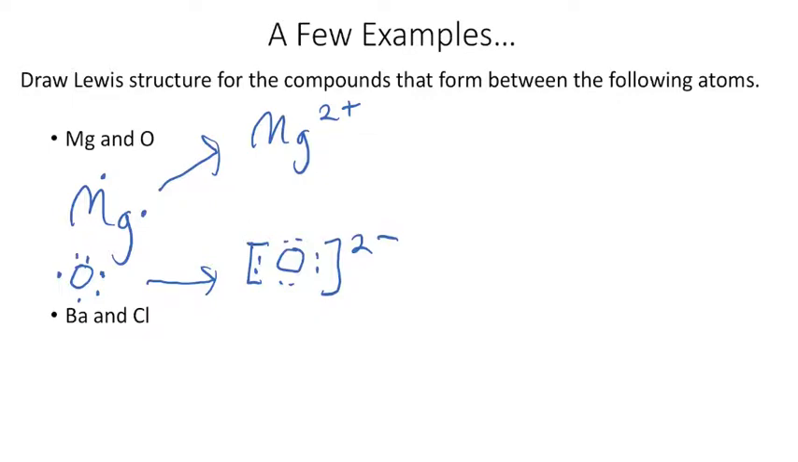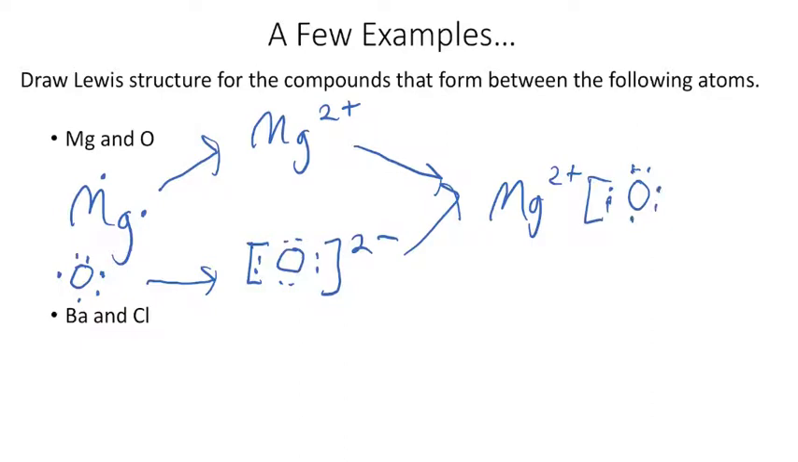The final product, combining these together, is simply going to be Mg2+, bracket, draw our oxygen. Apologies for the sloppy dots there, you all. Second bracket, 2-, and we're done. Let's look at a second example that perhaps is a little bit more complicated.